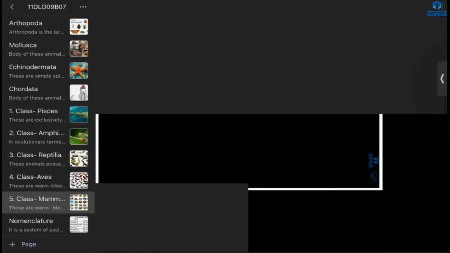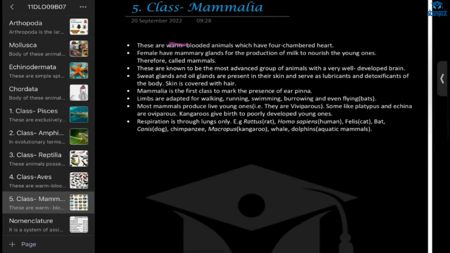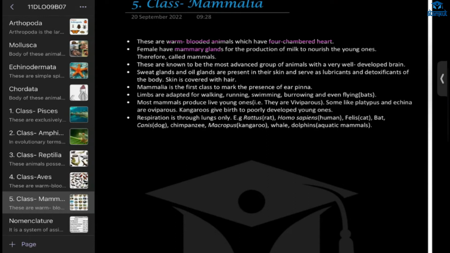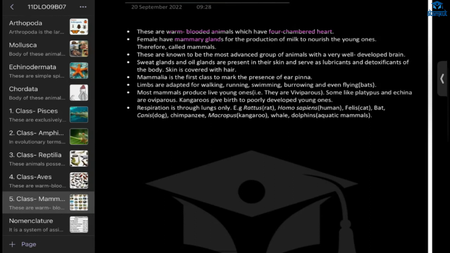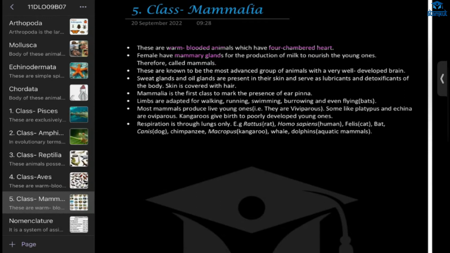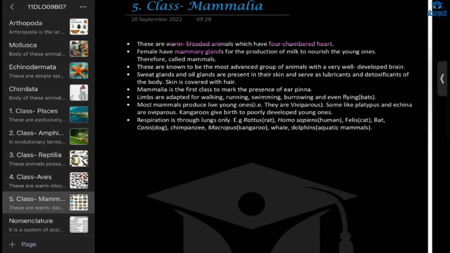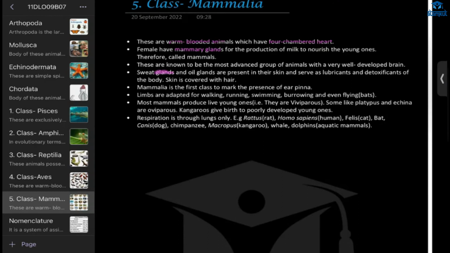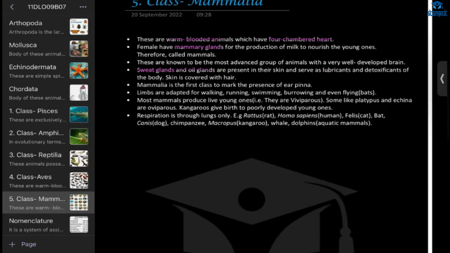Okay, next we have Mammalia. Here in Mammalia, warm-blooded, four-chambered heart. And they have mammary glands, females. Females have mammary glands for production of milk. That's why they are called mammals. And they are the most advanced group. They have well-developed brain and they have sweat glands and oil glands. What are they used for? For the lubricants and detoxificants.